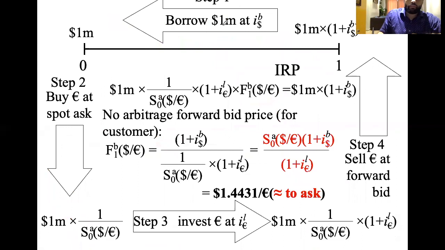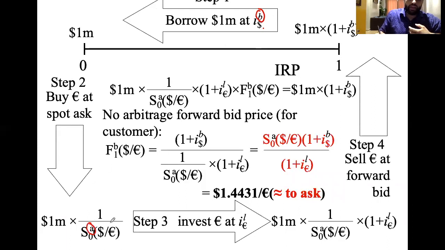Step 1, borrow $1 million at the interest rate, right? B stands for bid because we are buying, right? So we borrow and then buy euro at spot. That's why 1 divided by spot. Why ask? Because you are selling, or indirect quotation. So that's why we are using ask. So be careful about this bid and ask. This is bid and this is spot ask.